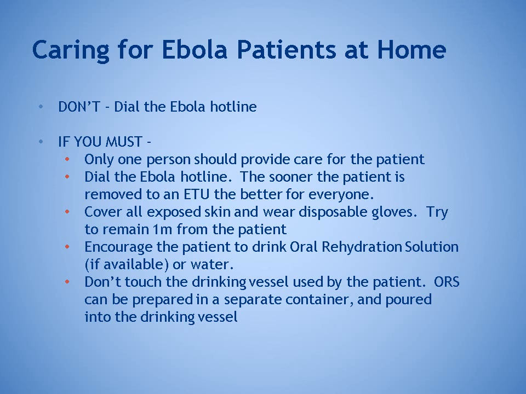Only one person should provide care for the patient. Dial the Ebola hotline. The sooner the patient is removed to an Ebola treatment unit, the better for everyone. Cover all exposed skin and wear disposable gloves. Try to remain at least 1 meter from the patient. Encourage the patient to drink oral rehydration solution if available, or water if not. Keeping a patient with Ebola hydrated is the best way to ensure that that person survives his or her disease.